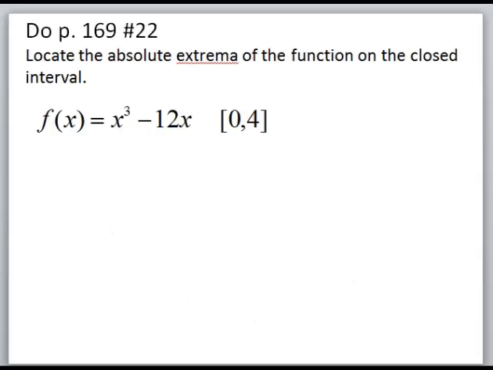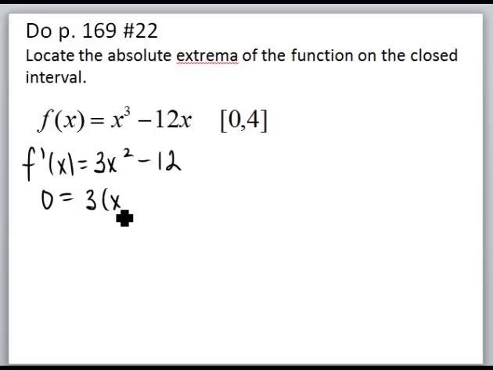The next example says locate the absolute extrema, so I'm only concerned with the absolute extrema on the function, and it is a closed interval. So I'm going to start out by taking this derivative, so I can determine where it equals 0 or where it does not exist. Let's go ahead and take out a 3, and then let's factor that a little bit further: x minus 2, x plus 2.